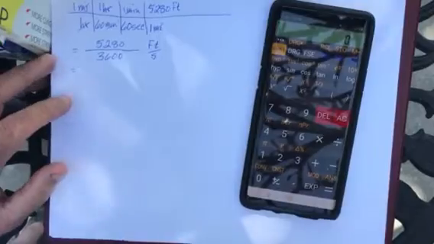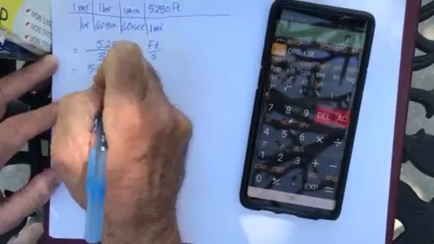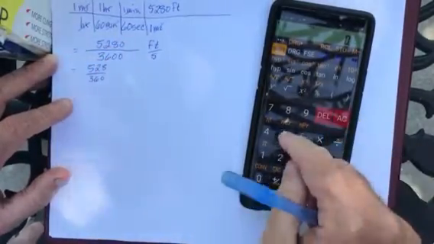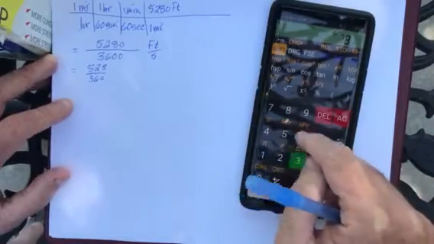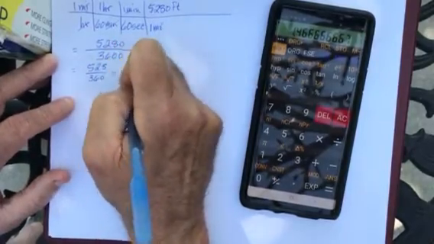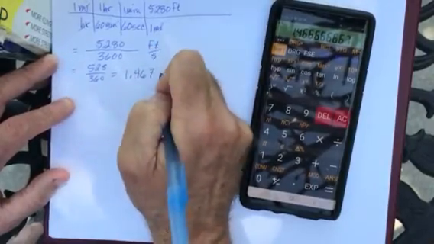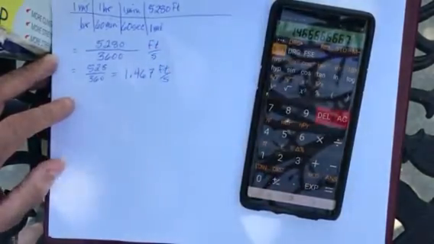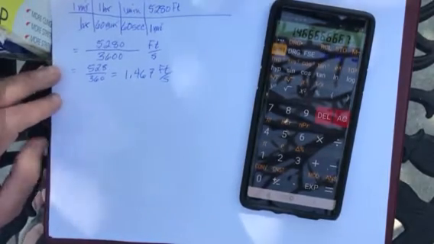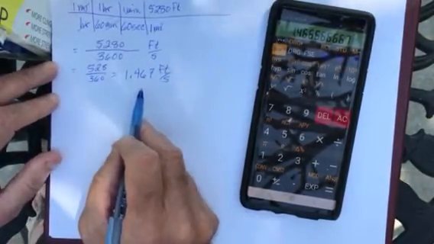So on our calculator, well, let's reduce first, and we get 528 over 360. And I guess we might as well do this on the calculator. 528 divided by 360 is 1.467 feet per second. So 1 mile per hour is the same as 1.467 feet per second. So once again, we can use this as a conversion factor.